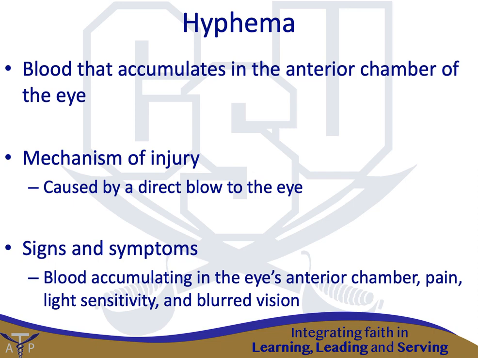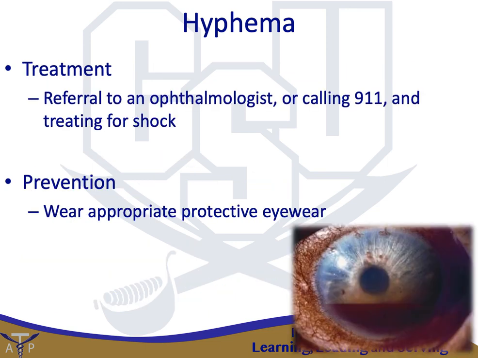And really the signs and symptoms of this compared to other eye injuries is that we actually see that blood fill up in the eye that could be going up past the pupil, causing blurred vision or a loss of vision for that individual. Treatment, we need to refer to an ophthalmologist and call 911 and treat for shock.